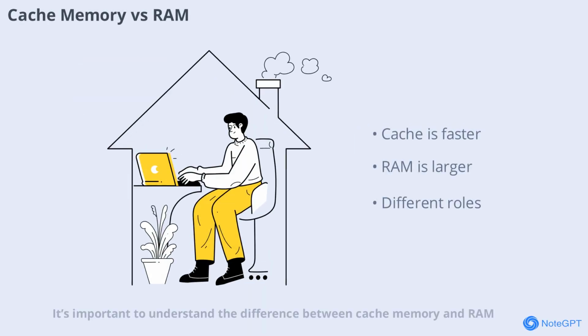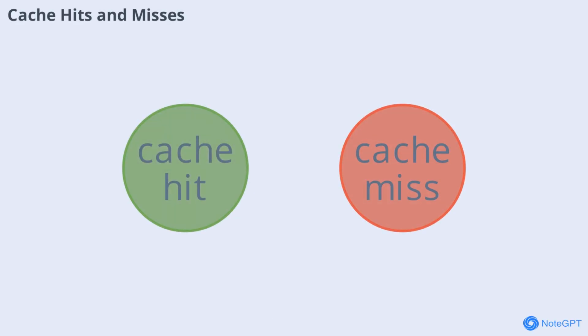It's important to understand the difference between cache memory and RAM. While both are types of memory, cache is much faster and smaller. RAM stores all the data and programs currently in use, while cache holds only the most critical pieces that the processor needs right away. This division of labor helps your computer run efficiently, with cache handling speed and RAM handling capacity.